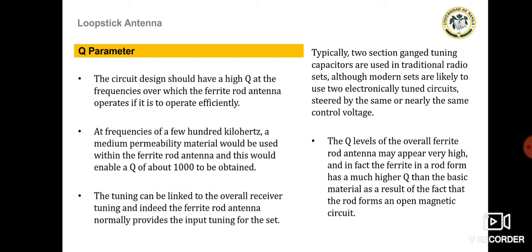The Q levels of the overall ferrite rod antenna may appear very high, and in fact the ferrite in a rod form has a higher Q than the basic material as a result of the fact that the rod forms an open magnetic circuit.